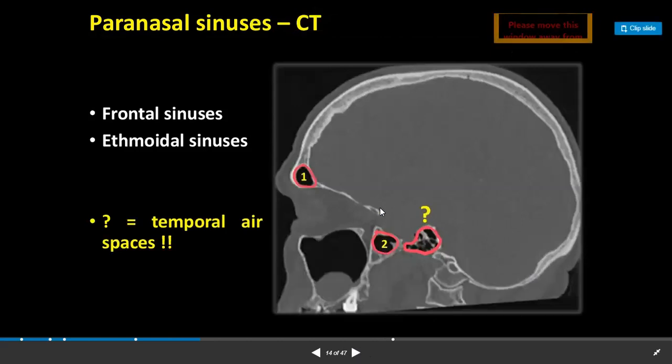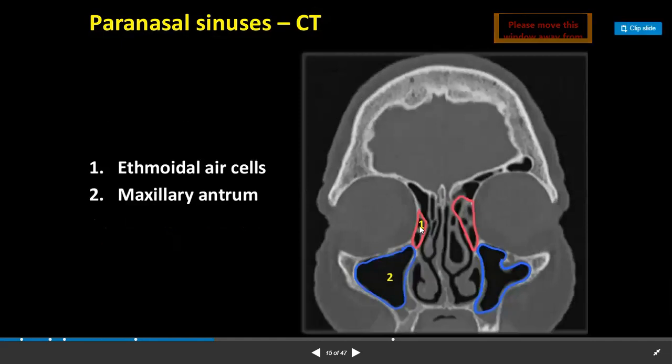Okay, so this is the CT scan picture, computed tomography picture. Here also we are able to appreciate the sinuses like frontal air sinus. We are able to see maxillary and the sphenoidal air sinus also.